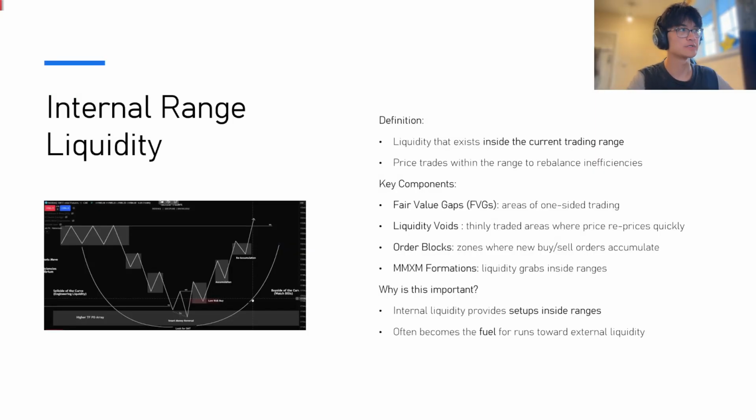So we'll go to internal range liquidity now. The definition of internal range liquidity is literally, as it sounds, liquidity that exists inside the current trading range. These liquidity areas are inefficiencies, so fair value gaps, liquidity voids, order blocks. They're just liquidity, right? It's not anything that special, but you'll learn it to be these. Swing highs, swing lows, stuff like that. They can be internal or external. It depends on the context you're in, but overall, they can be both, right?